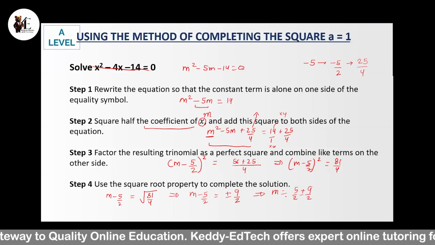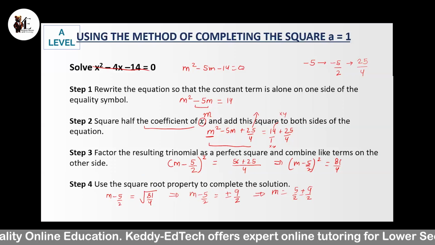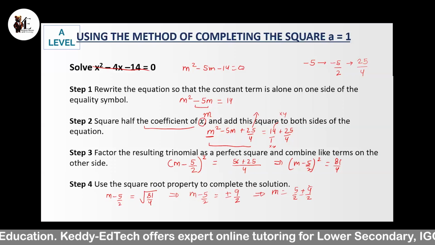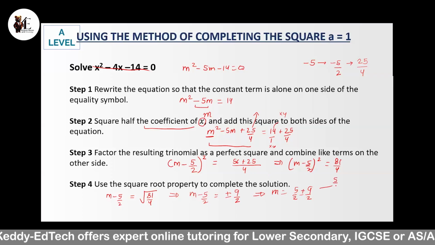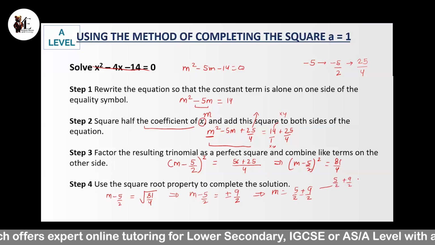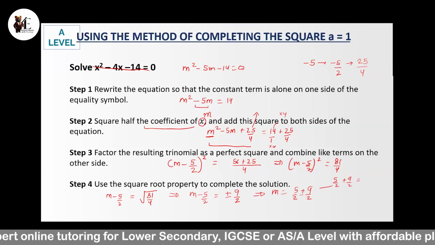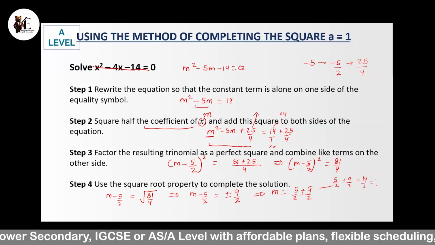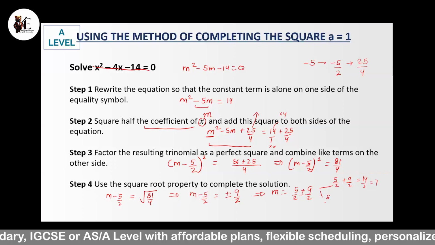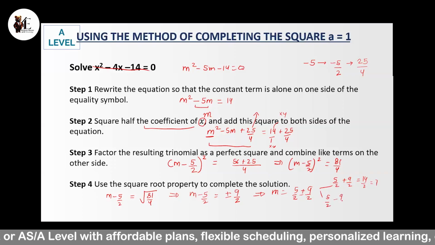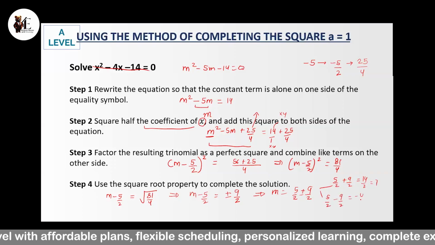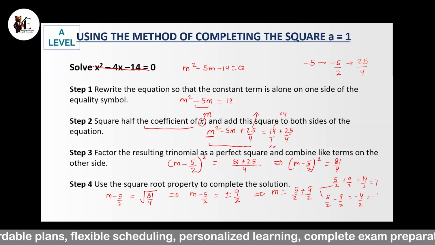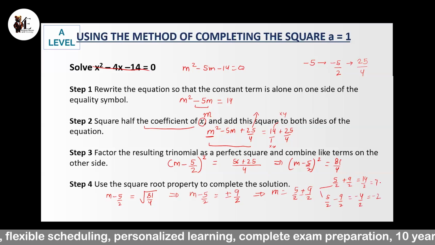So now you have to take the positive sign and the negative sign separately. That is 5 over 2 plus 9 over 2. When denominators are the same, simply add the numerators. 5 plus 9 is 14. 14 over 2 will be 7. And then for once you have to take the negative sign. So 5 minus 9 will be negative 4 over 2. So that will be minus 2.